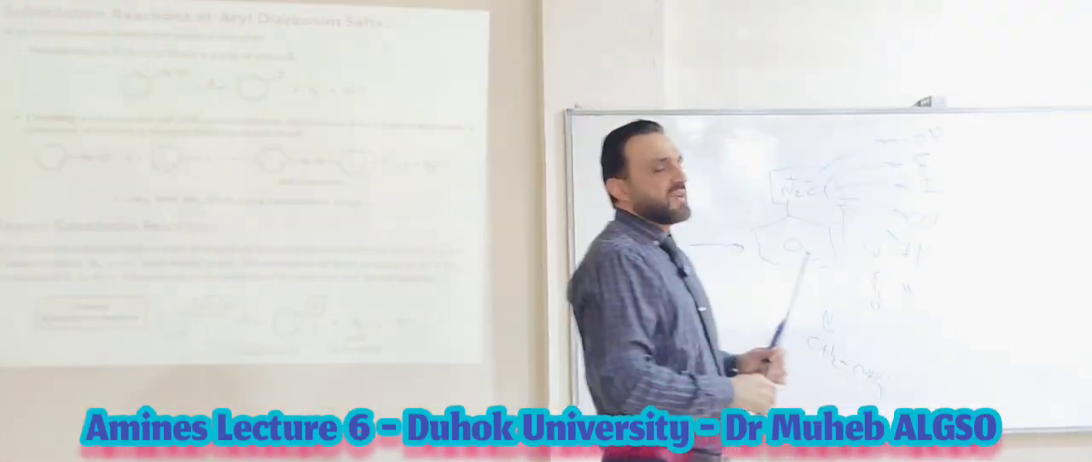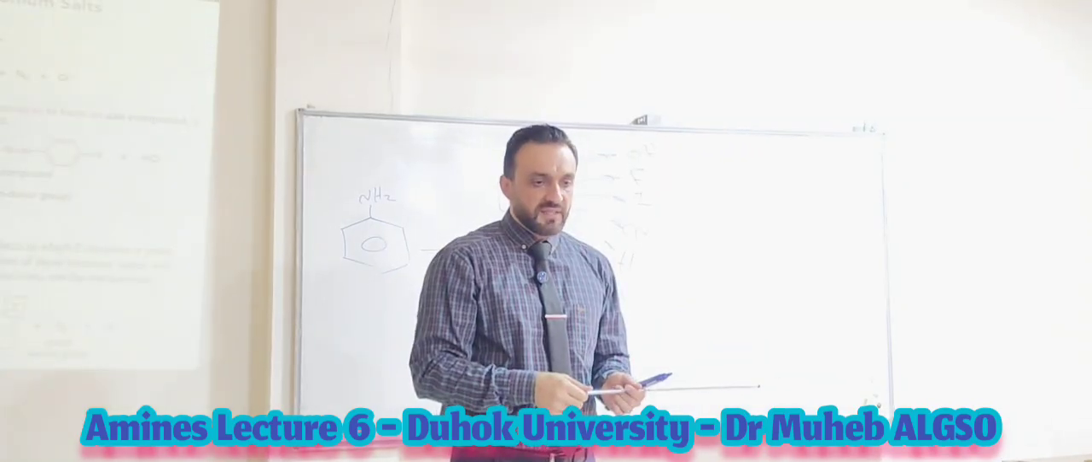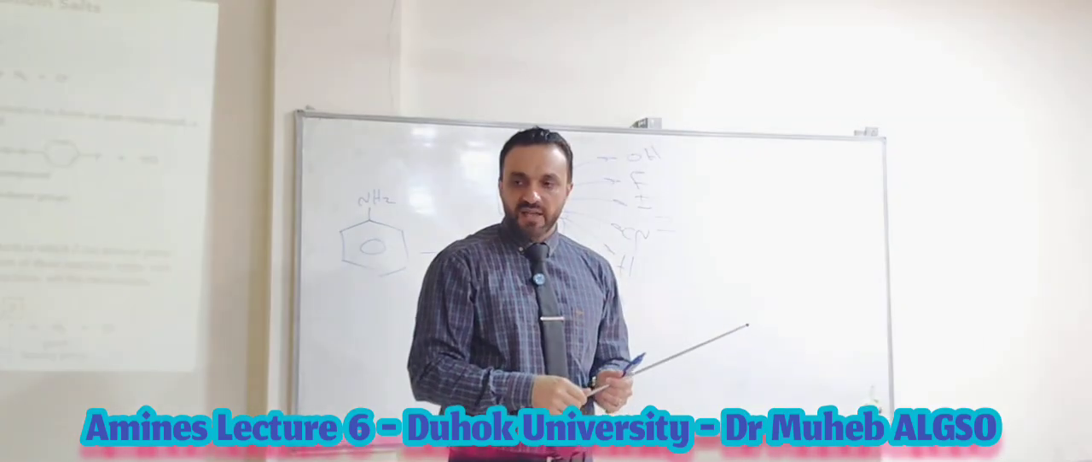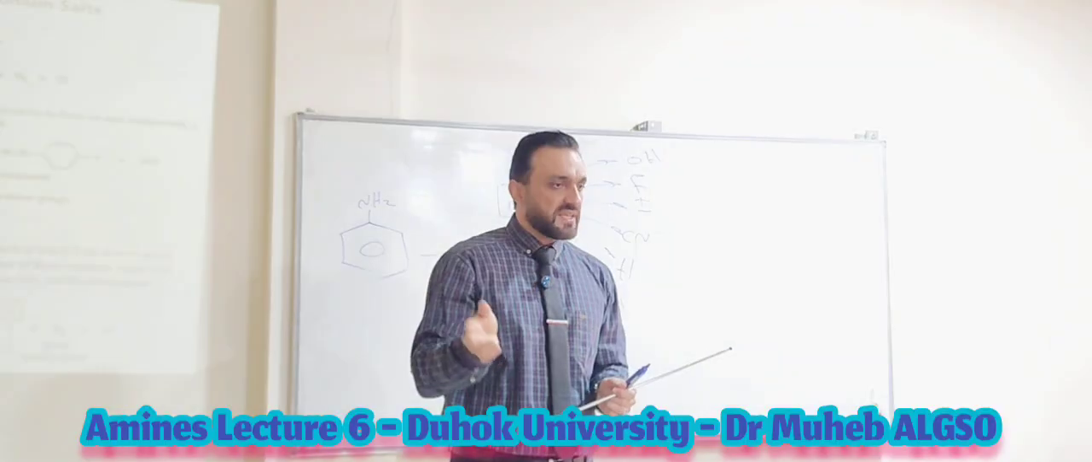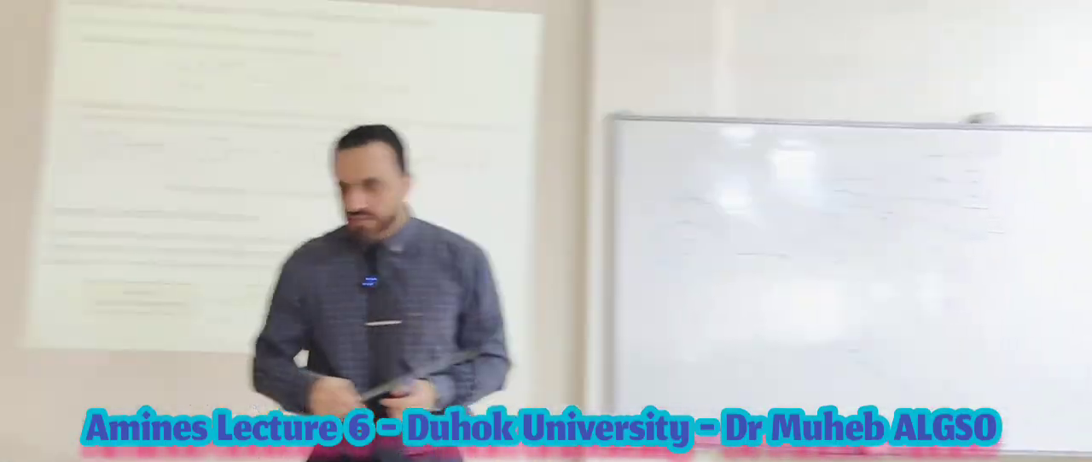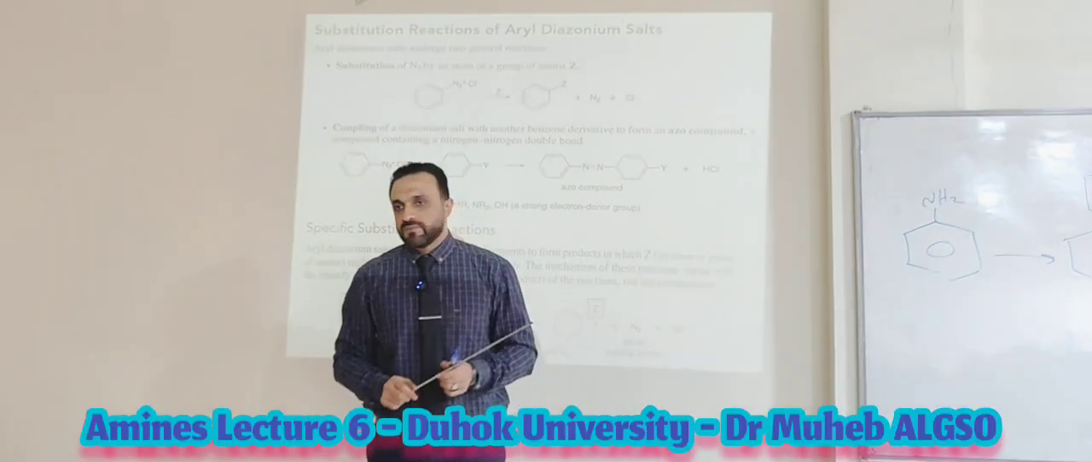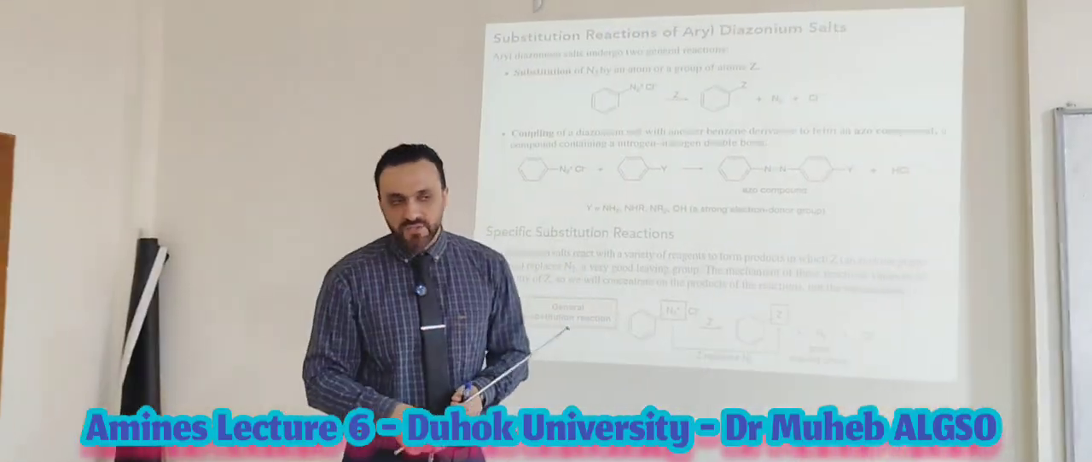As, for example, C double bond C. What is the C double bond C? Alkene. C triple bond C, alkyne. COOH, carboxylic acid. Not like that. N double bond N, azo compound.